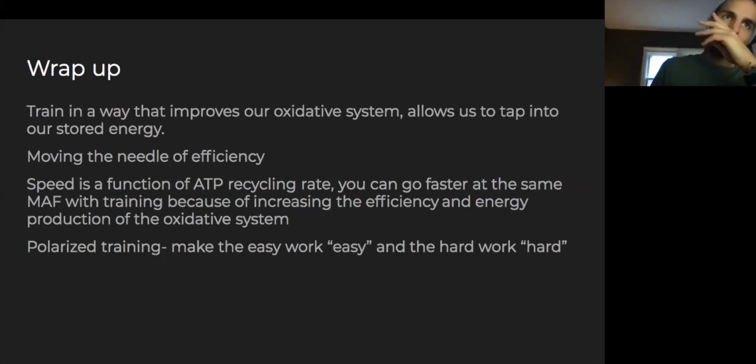I was just trying to imagine a world where your aerobic threshold is the same, but your ATP recycling is better. So it's like your mitochondrial density has increased. So you are moving faster, but you're still at the same aerobic threshold. Is that possible, or is that not the case?